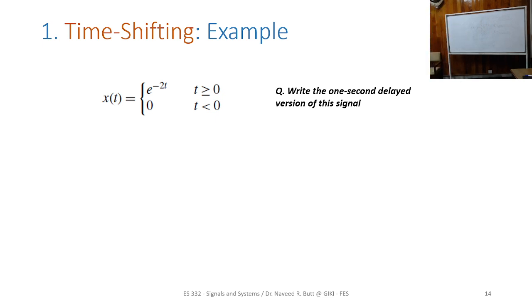If you are to mathematically replace x(t) by x(t minus 1), so if this is x(t), then what is x(t minus 1)? Of course, that function will have to replace t by t minus 1 everywhere in x(t). So you can't skip the definition of the interval in there.